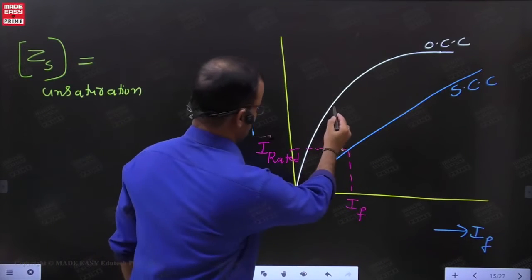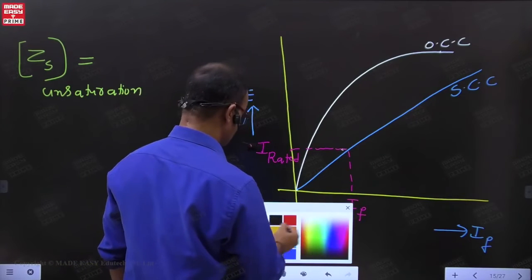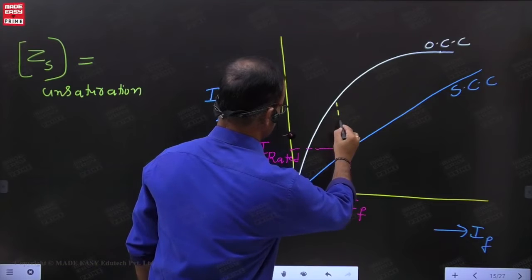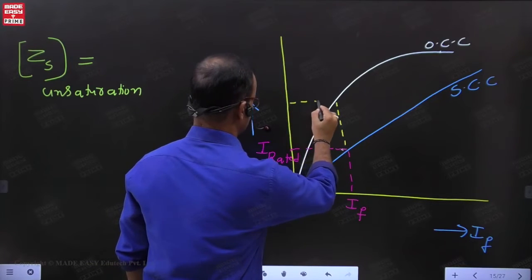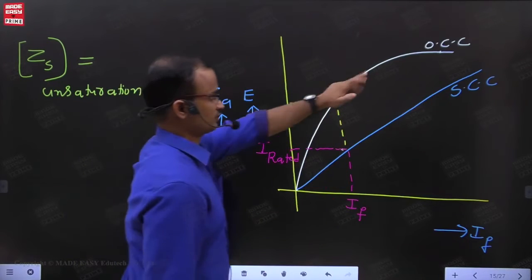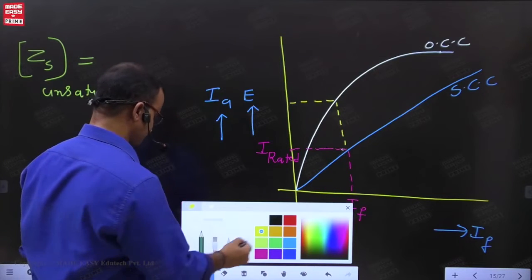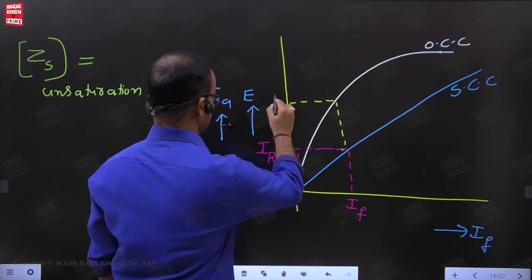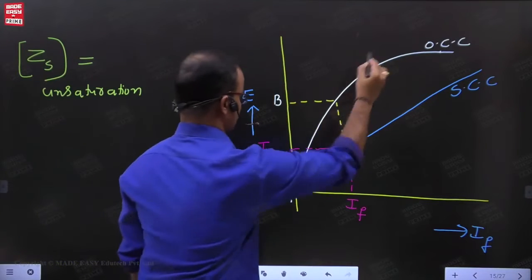Now for the same field current, measure the open circuit voltage from the OCC. In this example, give the name for this length as AB. This AB is obtained from the OCC.